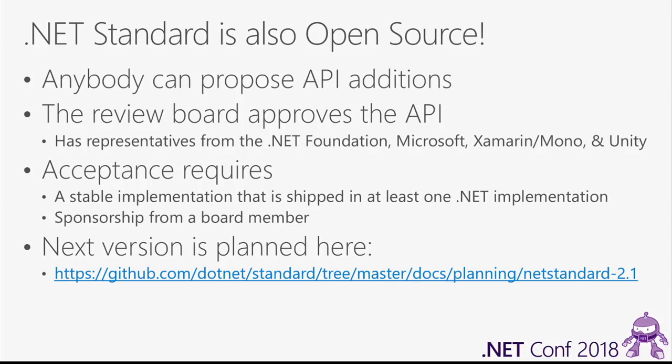And if you're curious, there's a next version of the standard that is currently in planning. It's 2.1, as you might expect from the version number that we just shipped 2.0. So now the next one is 2.1. And there's a planning doc on GitHub that you can read, and there's pull requests with API additions. So if you want to be involved with the standard, that is where you can do that.